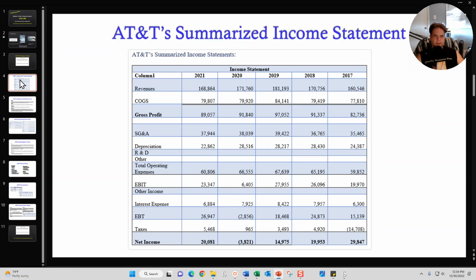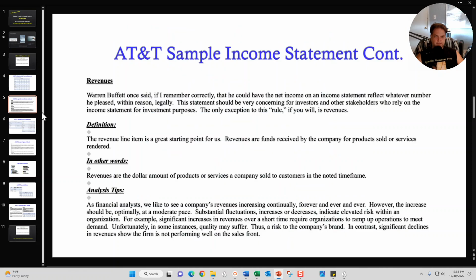Let me introduce you in detail to each of the sections. The first section is AT&T's summarized income statement. I research the 10-Ks for AT&T for the last 5 years. I summarize their revenues, costs, and net profits, and provide you with my findings at the beginning of this section. Next, I identify important line items, for example, revenues. I define that line item, give you the definition in layman's terms, and then provide some analysis tips as to what to look for when analyzing that line item.